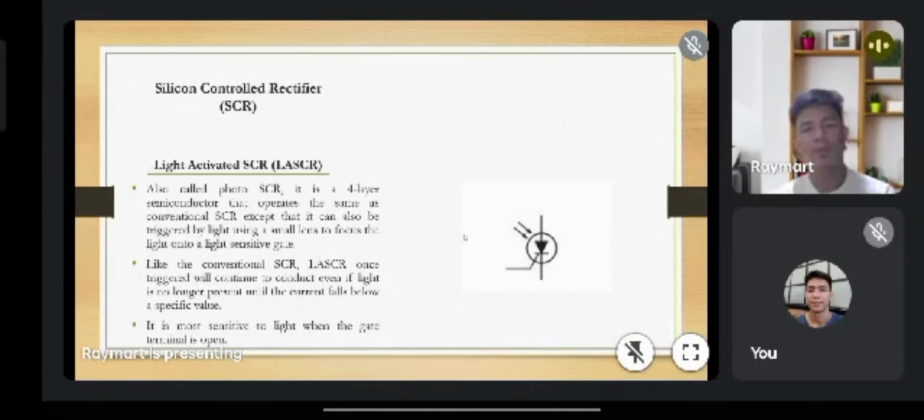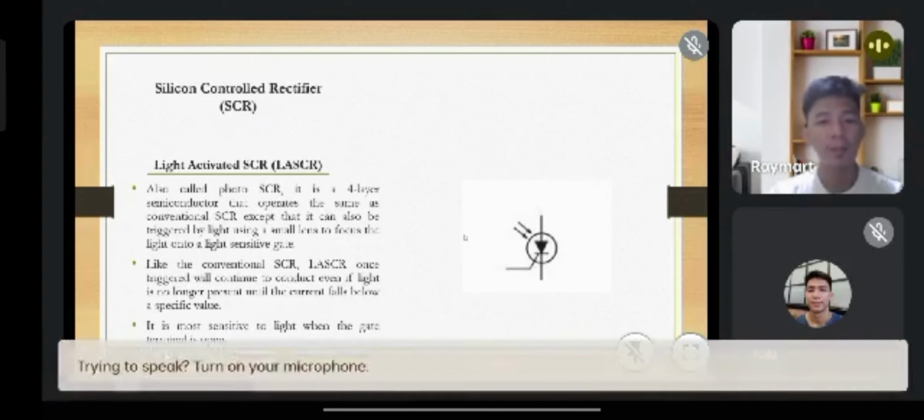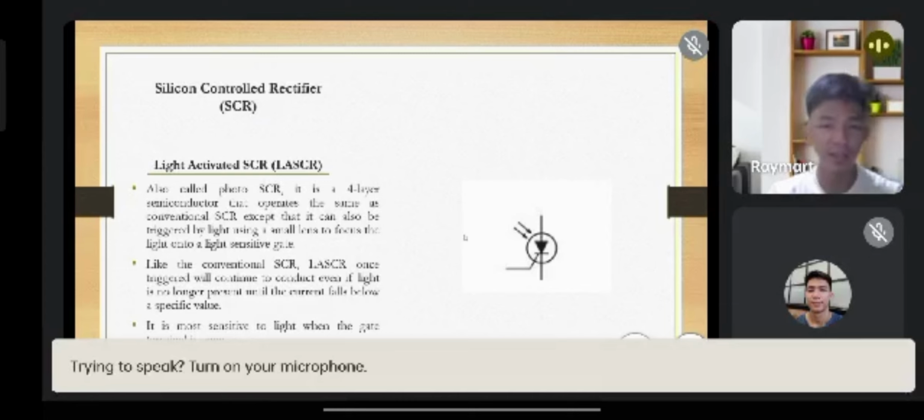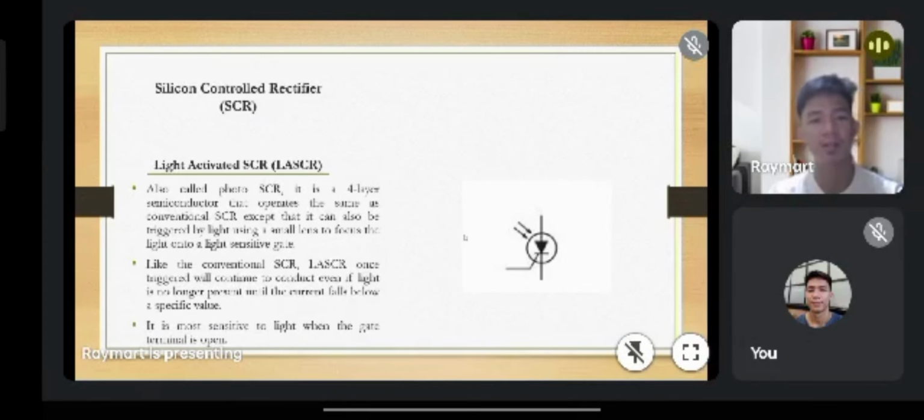Hello, I'm Raymart Soriano and I'm going to report about the light activated SCR or the LASCR. This is also called the photo SCR, a silicon controlled rectifier. It is also a four-layer semiconductor that operates the same as a conventional SCR, except that it can also be triggered by light using a small lens to focus the light onto a light sensitive gate.